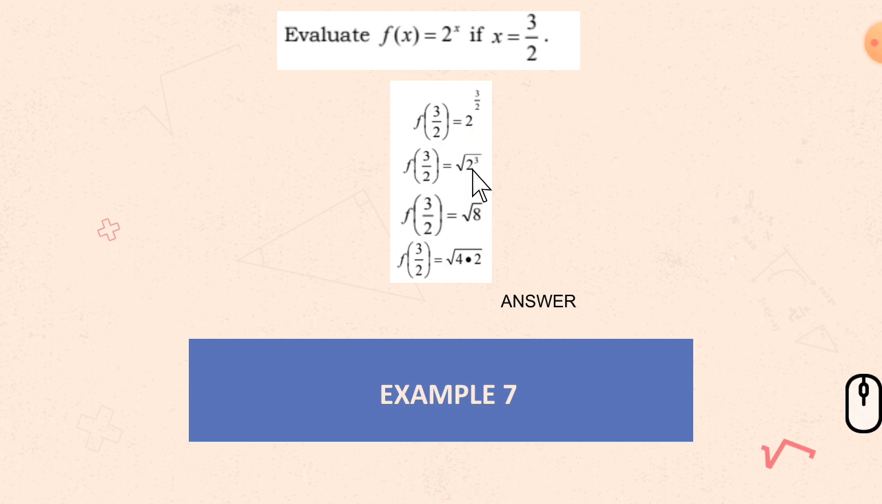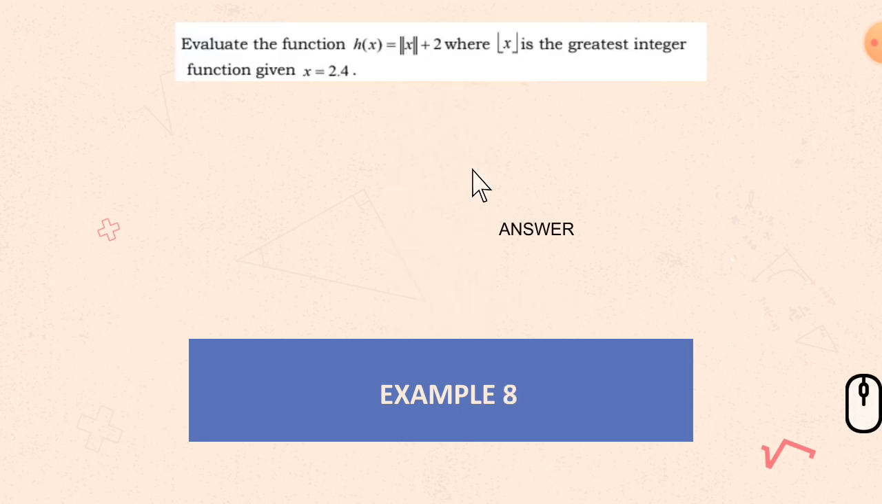kukunin natin yung pwedeng i-square root kay 8. So, i-expand natin 4 times 2. So, alin ang may square root dyan sa 4 times 2? Yung square root ng 4. Therefore, the answer is, yung square root ng 4 is 2. So, nilabas natin siya. Ayan, at ang natira sa loob is 2. Therefore, the final answer is f of 3 over 2 is equal to 2 square root of 2.